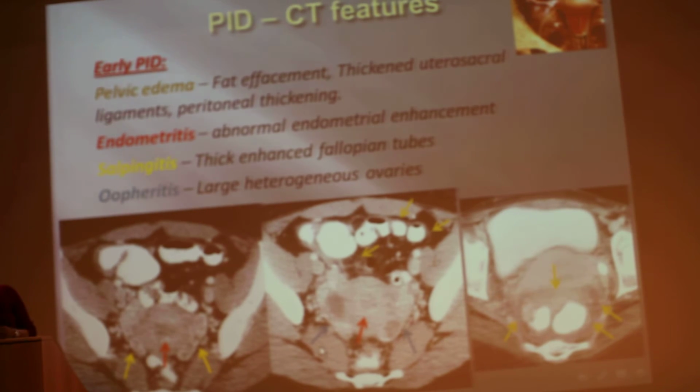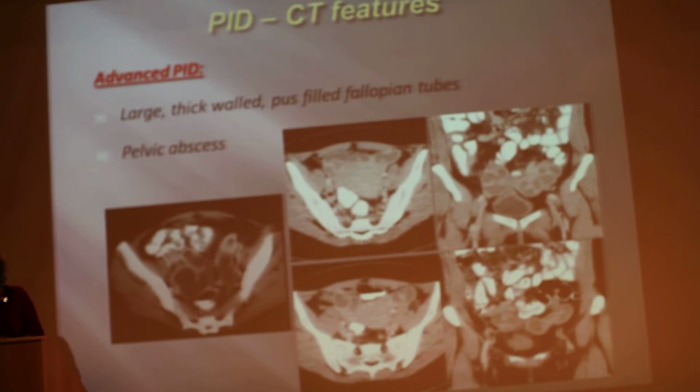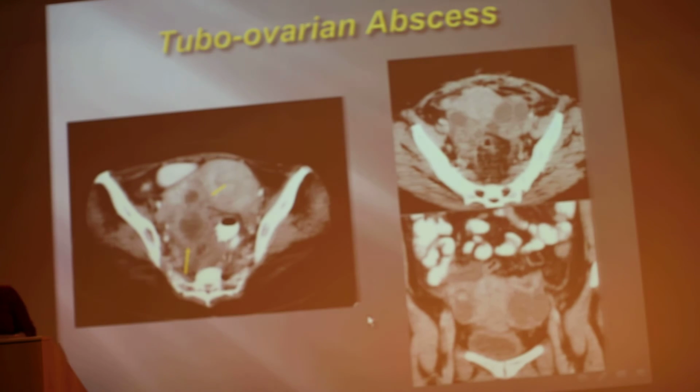So, as I mentioned before, when they ask for PID, look for these subtle findings. If you don't look for them, you won't see them. When the infection is more advanced, we can see dilated fallopian tubes with thickened wall which show marked enhancement. And here we can see also inflammatory changes around these inflamed and dilated tubes. And when the infection is more severe, then we can see tubo-ovarian abscess.